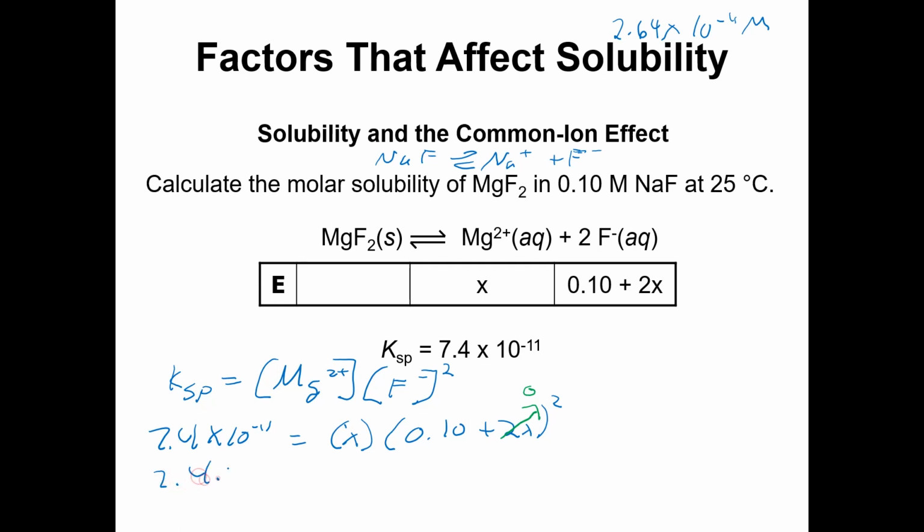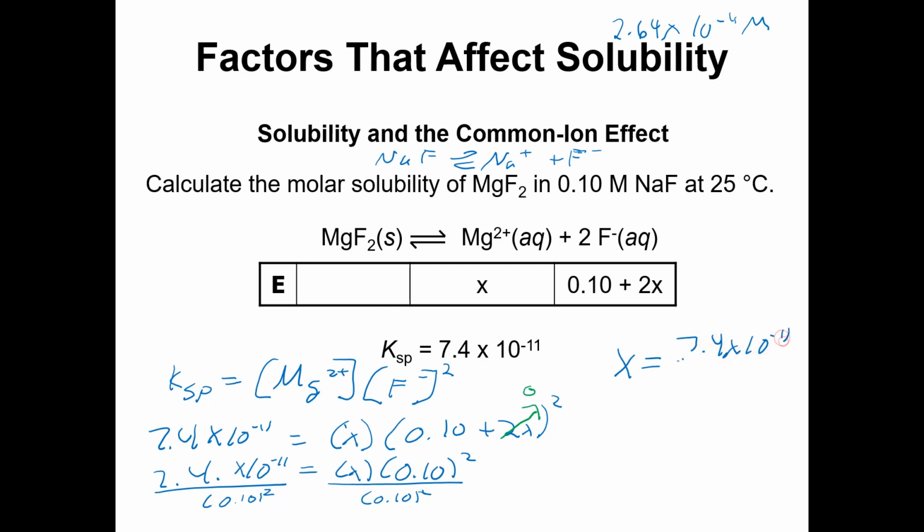So we have 7.4 times 10 to the negative 11th equals x times 0.10 squared. Then we divide both sides by 0.10 squared. So x is equal to 7.4 times 10 to the negative 11 divided by 0.10 squared, which comes out to 7.4 times 10 to the negative 9th molar.